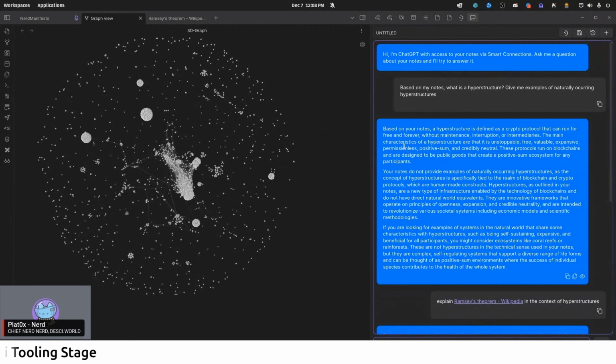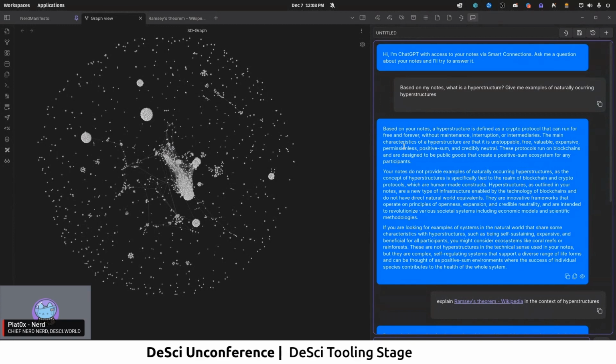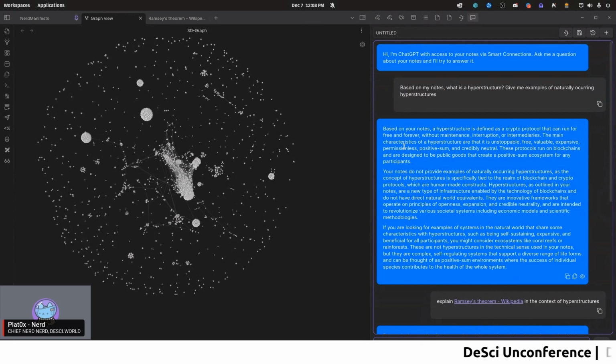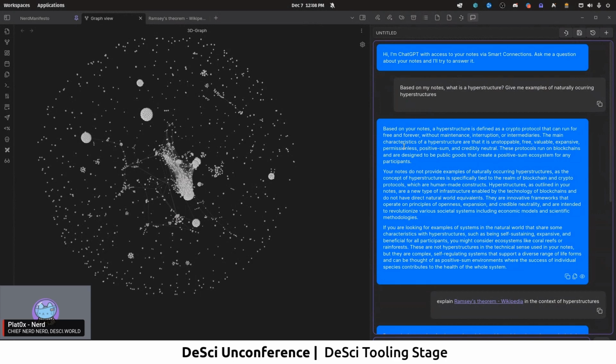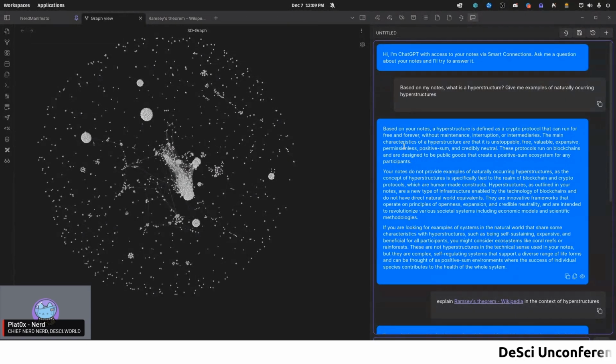If you're looking for examples of systems in the natural world that share some characteristics with hyperstructures, such as being self-sustaining, expansive, and beneficial for all participants, you might consider ecosystems like coral reefs or rainforests. These are not hyperstructures in the broad sense of the word, but they are complex self-regulating systems that support a diverse range of life forms and can be thought of as positive sum environments where the success of the individual species contributes to the health of the whole system. So this is what I want to talk about today, and I think ChatGPT did a really good example.